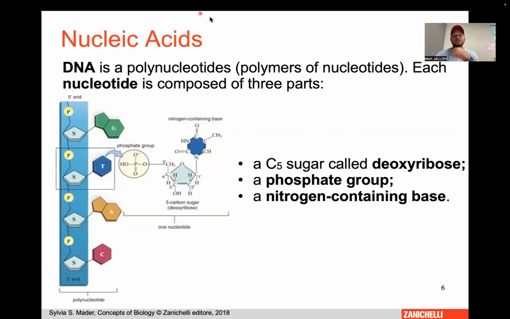Now that we know DNA is the transforming principle, let's try to understand what the building blocks of DNA are. So nucleic acids are the ones that make up DNA. And DNA is a polynucleotide, which means it has many different nucleotides joined together to make it up. Poly means many, and nucleotides means nucleic acids joined together.